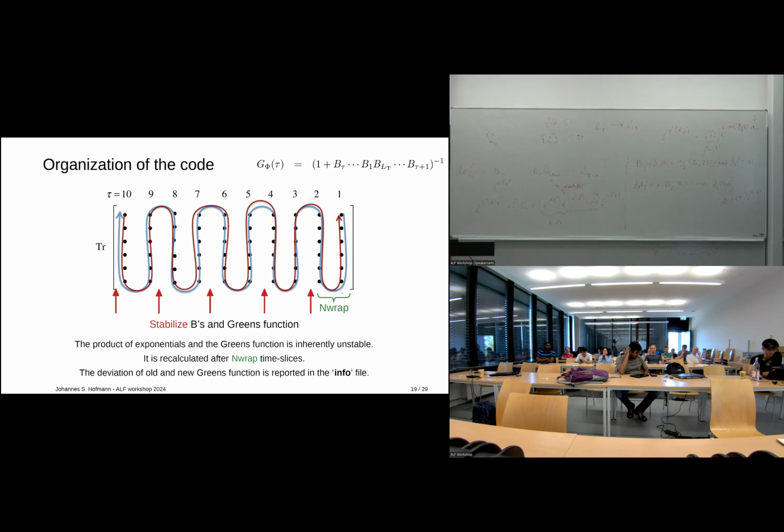So one is harder, the other is less hard to stabilize. It really depends on the model. It depends on the formulation of the auxiliary field that you introduced, how hard it is to make it stable or not unstable. So there will be a trade-off. Okay, thank you.